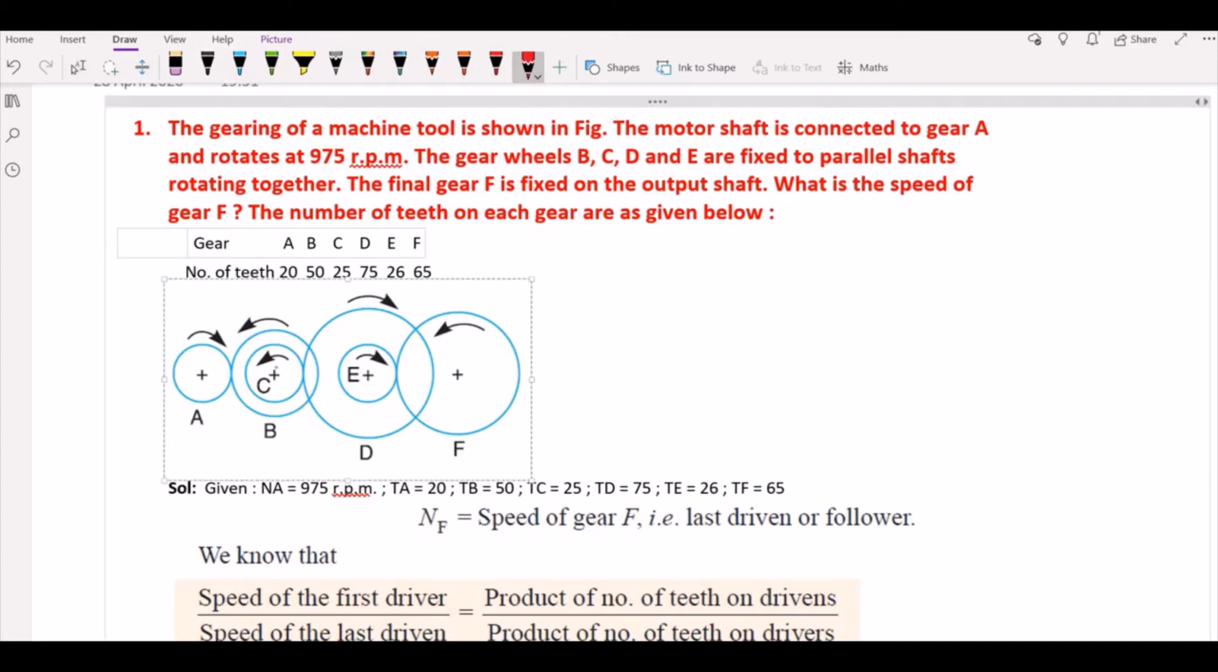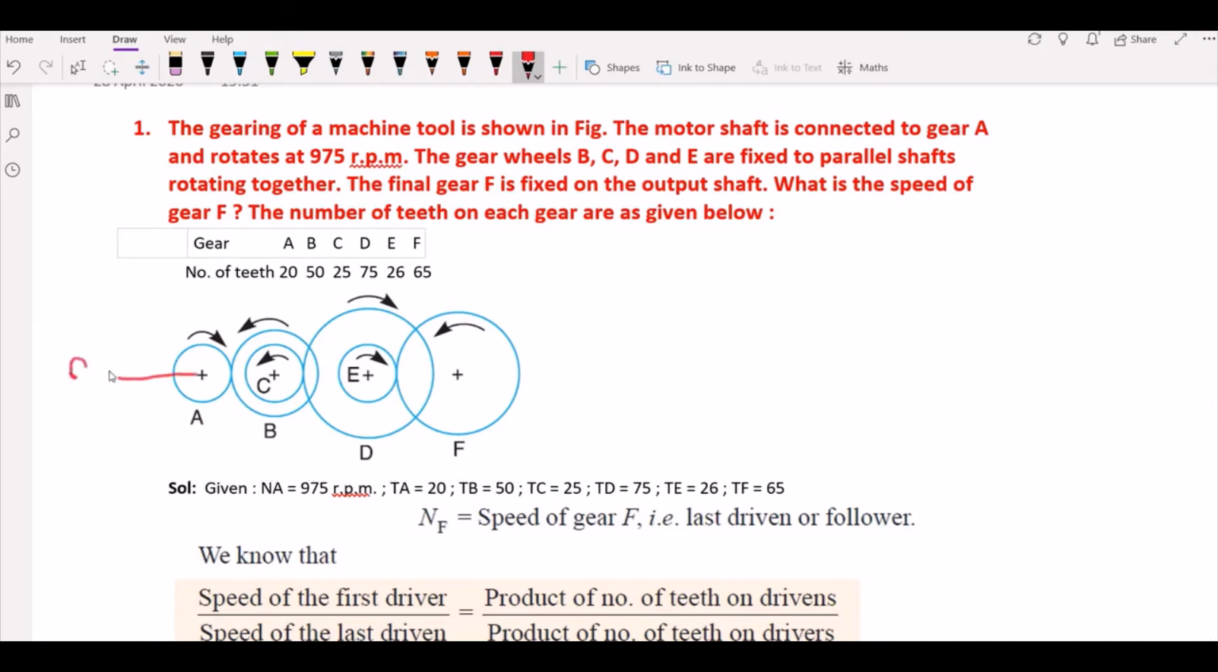Let's try to understand this. See, this is gear A, B, C, D, E. There is a motor which is connected to this over here. So this motor is input 1, and the power given by the motor goes onto the shaft present over here. This is your input gear A, and all these are in line till E, and this F is the output one, which is connected to the output shaft.